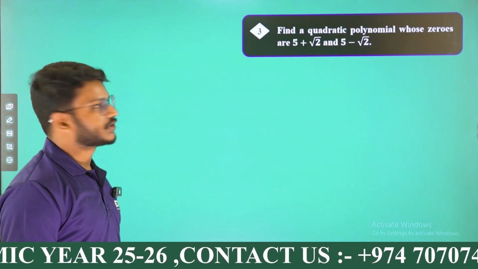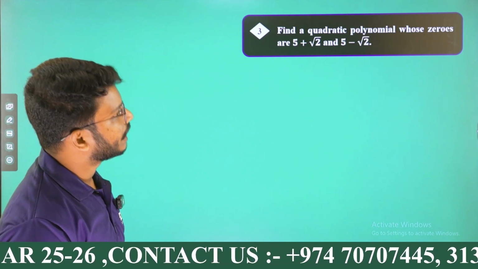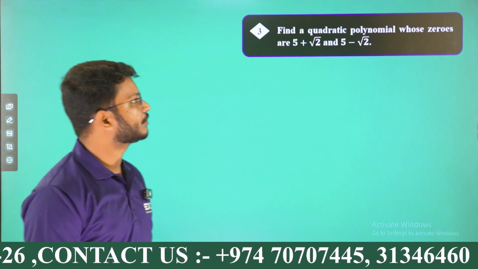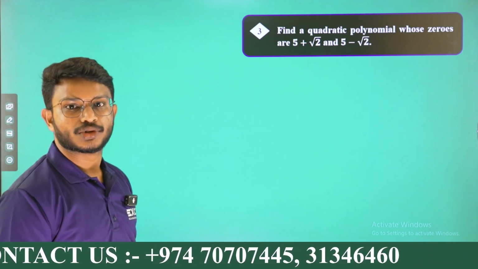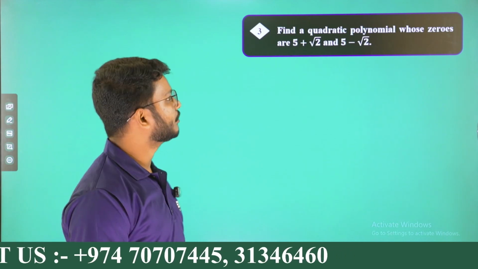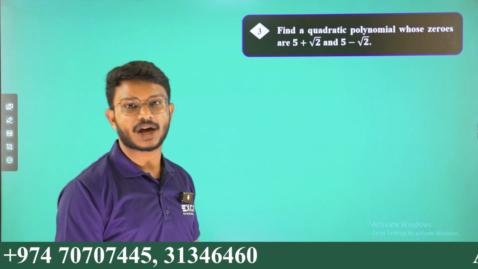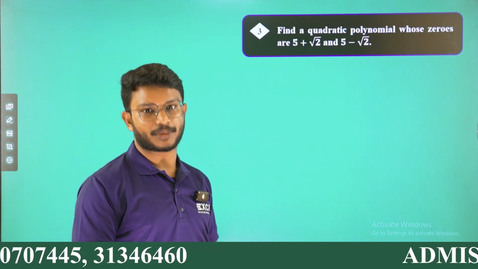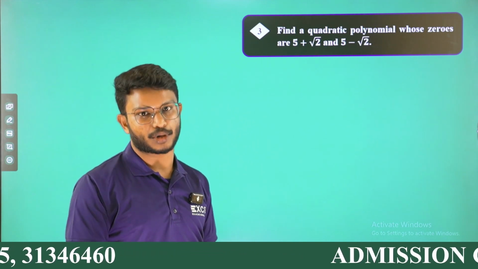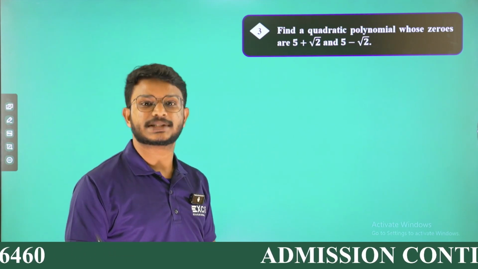This is our third question. Find a quadratic polynomial whose zeros are 5 plus root 2 and 5 minus root 2. The zeros are given here, not the sum and product, so we have to find the sum and product. Then we can do the same thing.